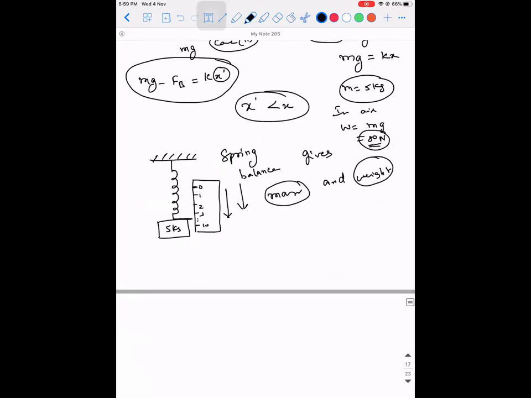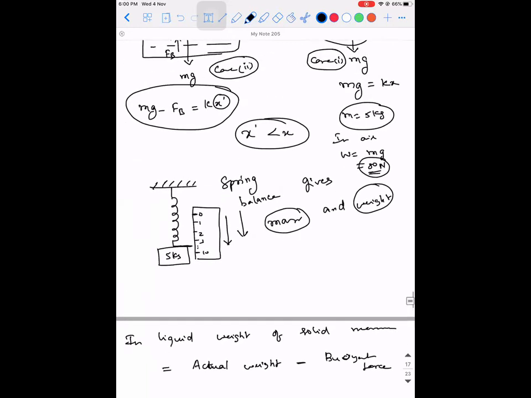You guys only told me. In liquid, the weight of solid measured is equal to what? It is the actual weight minus buoyant force. Very good, buoyant force. Right, that's what I've written here. mg is the actual weight minus buoyant force.